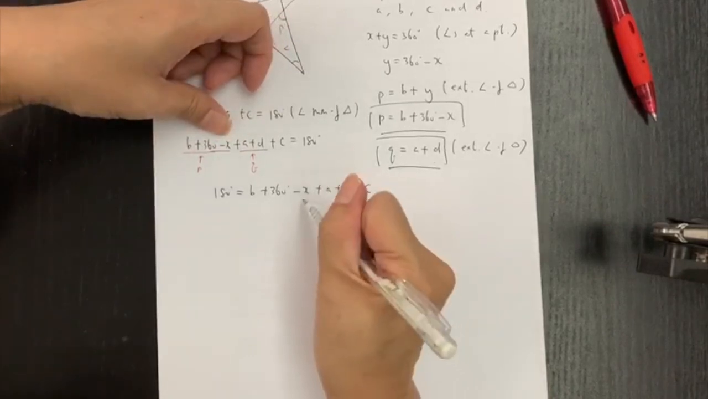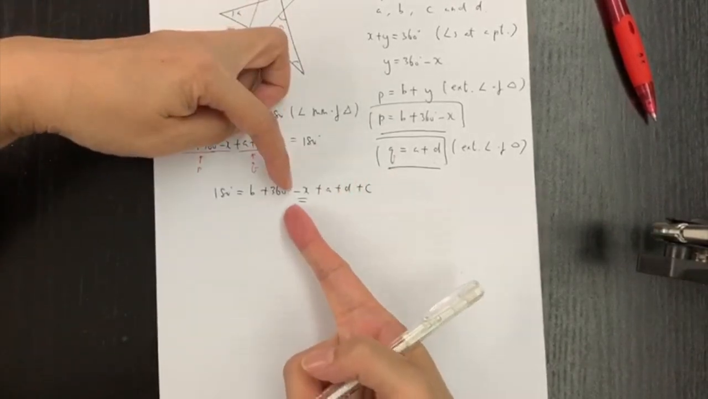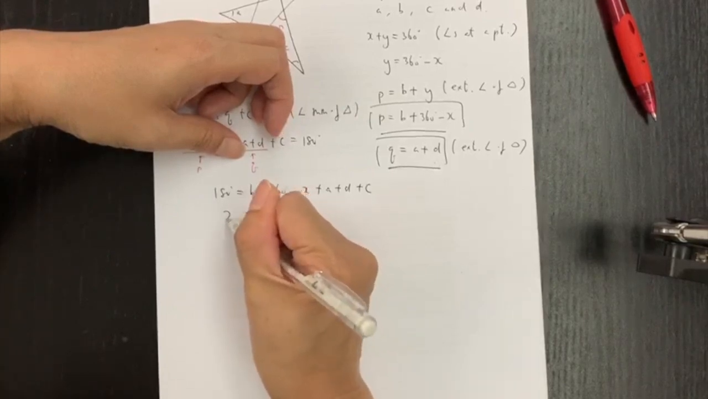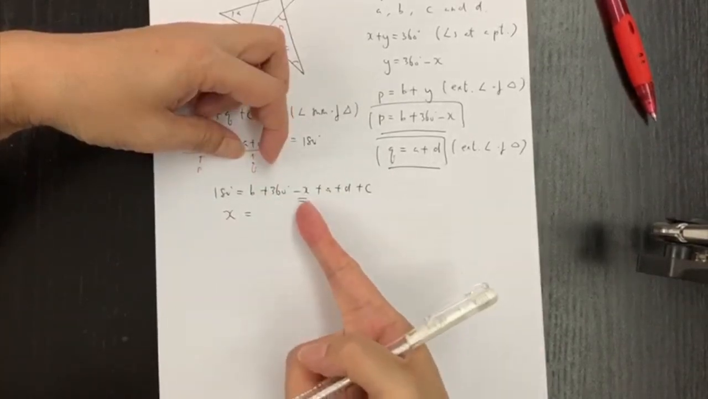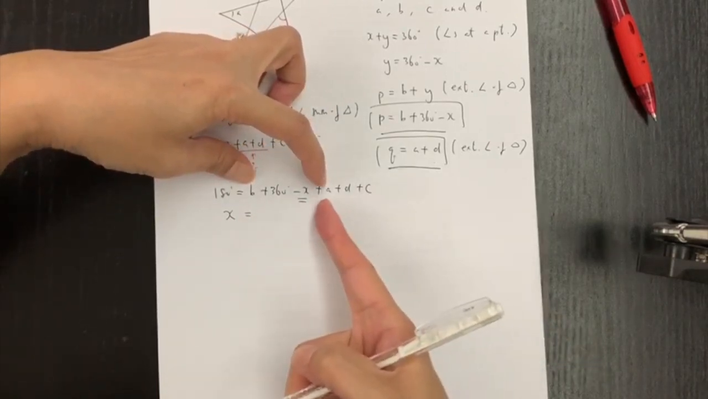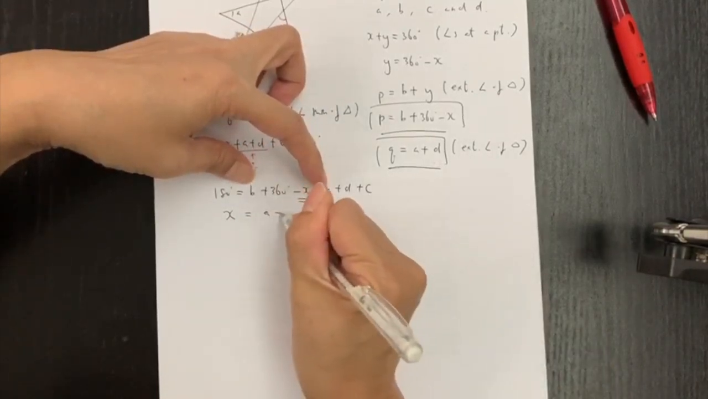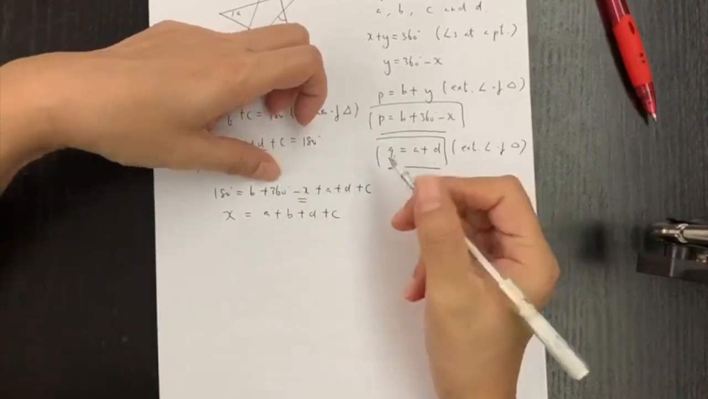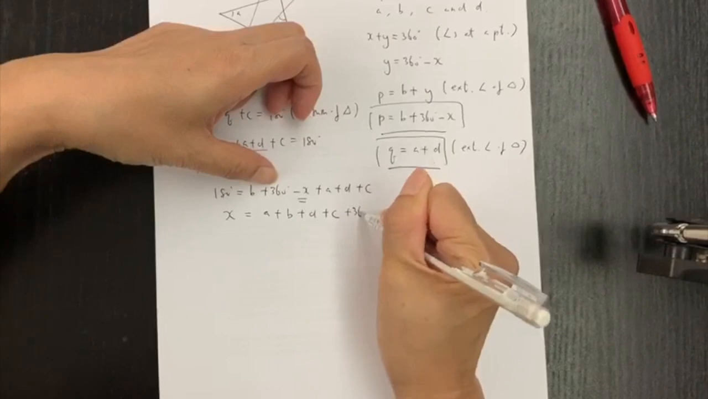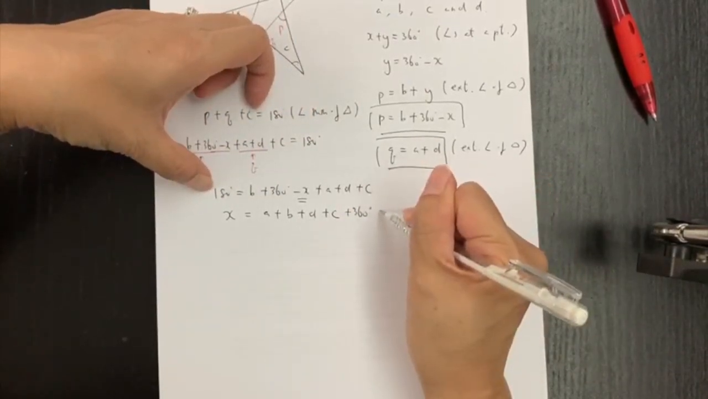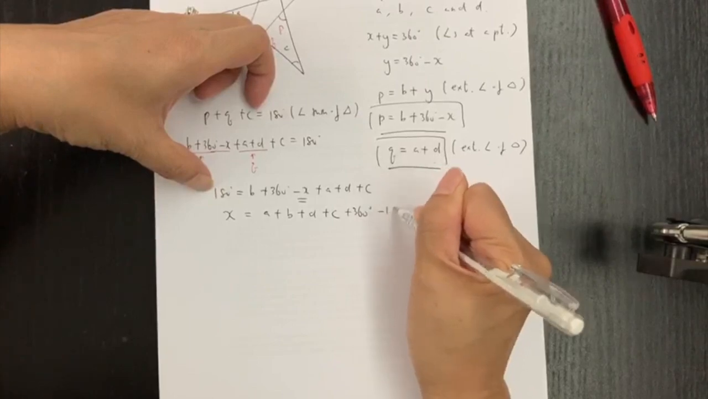Now here I have the subject, which is minus X on the right hand side. I move that to the left hand side, and it changed from negative to positive. Now let me rearrange it in a nice order. A plus B plus D plus C, what's left? Plus 360. And now I have this 180 on the left hand side. To move to the right hand side, it changed from positive to negative.